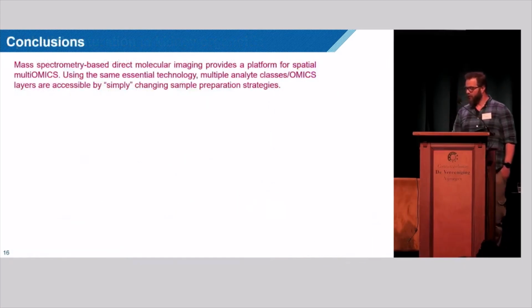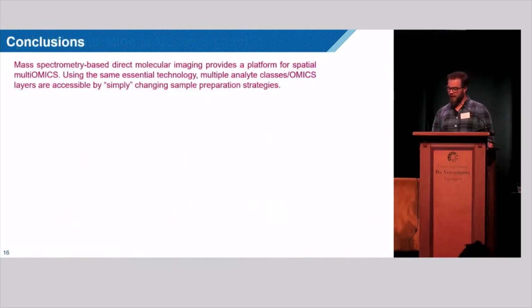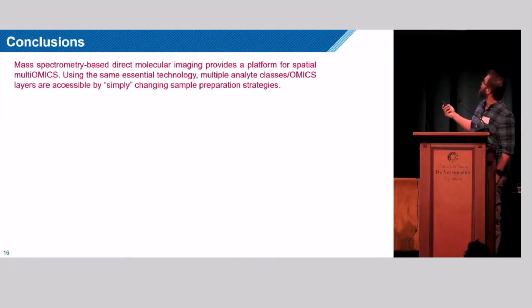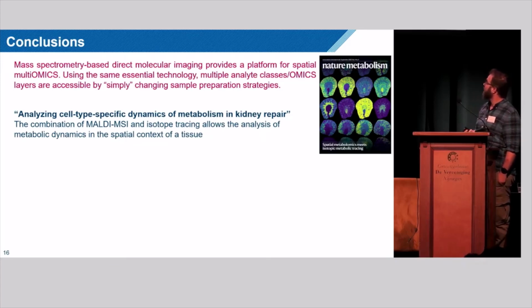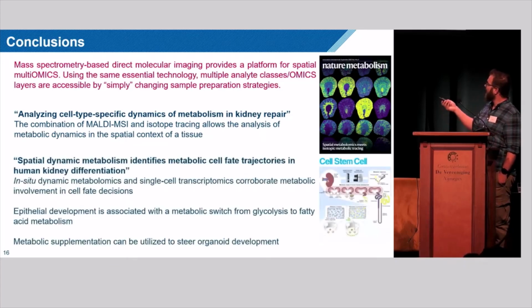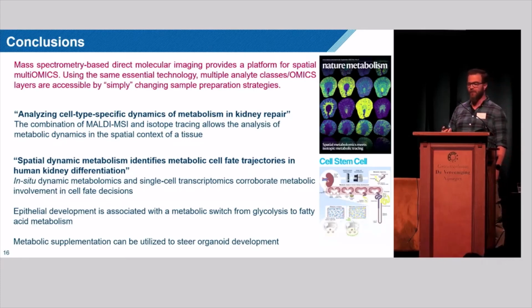As a conclusion to this part, I hope I've been able to convince you that mass spec imaging can be used for spatial multi-omics. But moreover, the combination of mass spec imaging and isotope tracing is a very powerful tool for analyzing metabolic dynamics, and we can derive all kinds of different biological findings from this.